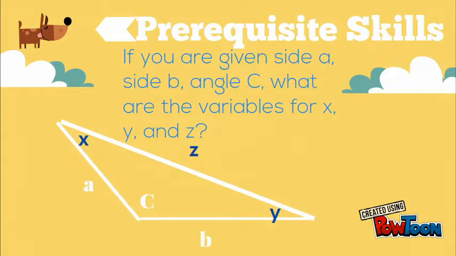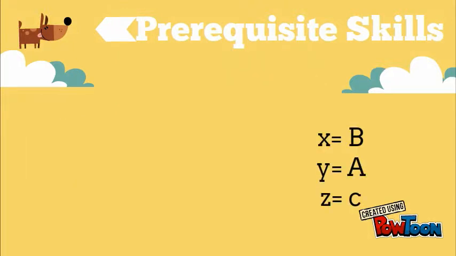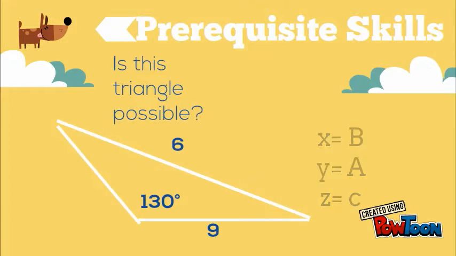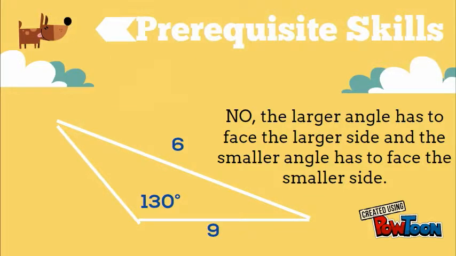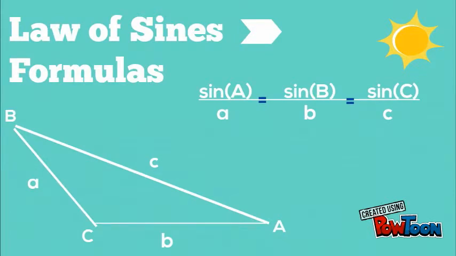Prerequisite skills. If you are given side A, side B, and angle C, what are the variables for X, Y, and Z? Pause if you want to do this yourself. This is the answer. Is this triangle possible? No, because the larger angle has to face the larger side, and the smaller angle has to face the smaller side. This is the law of sines formula: sine of angle A over side A equals sine of angle B over side B equals sine of angle C over side C.